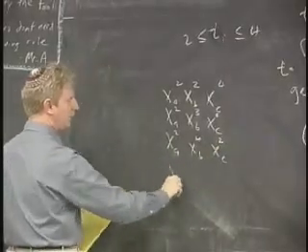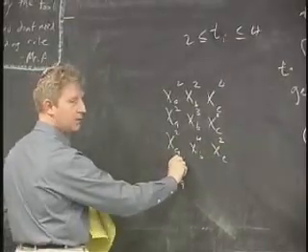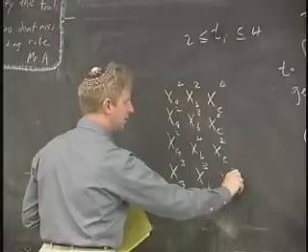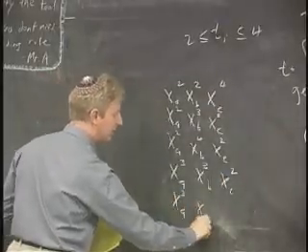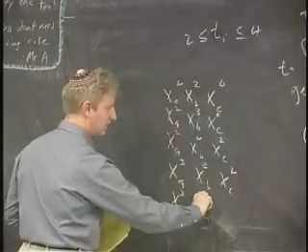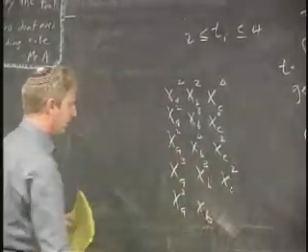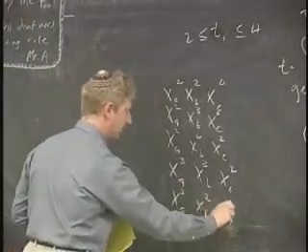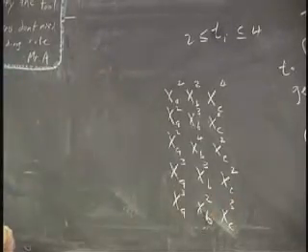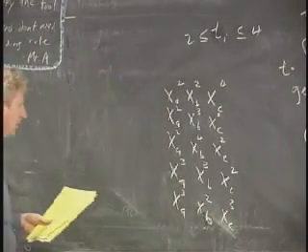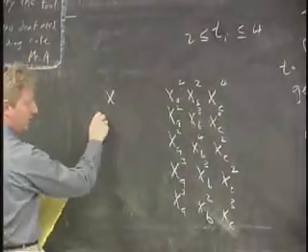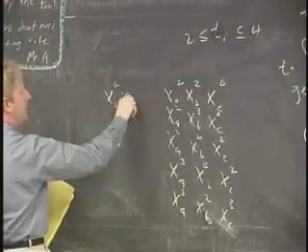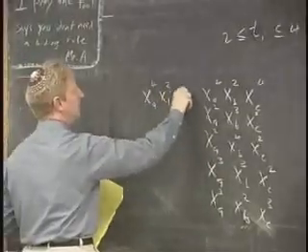How much more do I have? I only have 3 more. It shouldn't be so bad. xa cubed, xb cubed, xc squared, xa cubed, xb squared, xc cubed. Which one did I miss? xa 4, xb squared, and xc squared.